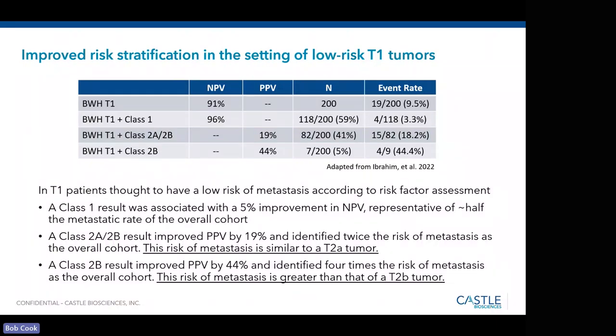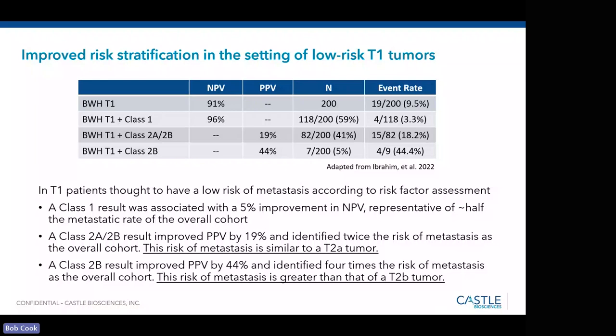Moody and Dr. Farberg. In this particular population of 200 patients reported in Ibrahim et al. who had T1 tumors, 19 patients had a recurrence or metastasis. And on the top line of this table, you can see that that reflects an NPV of 91% and an event rate of 9.5% overall throughout this T1 cohort.